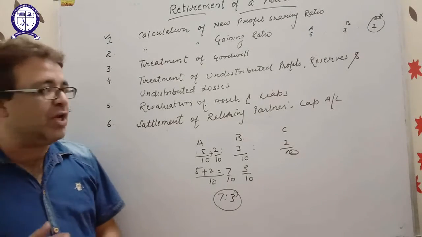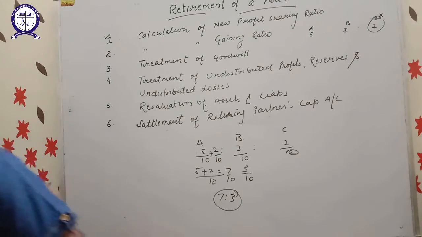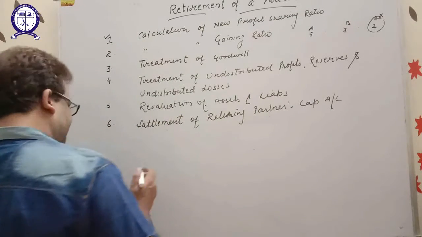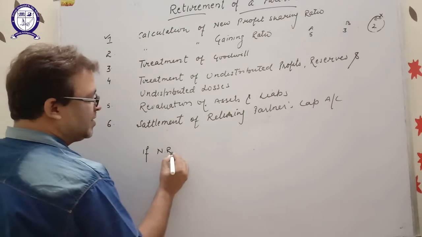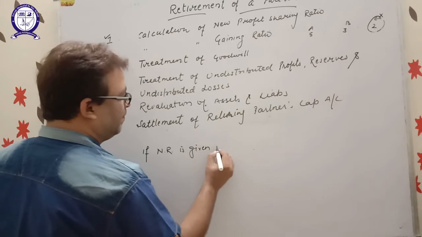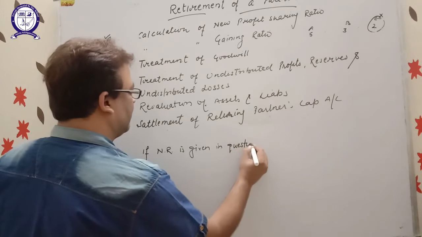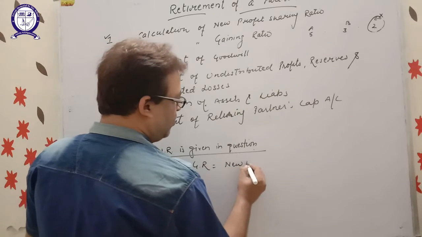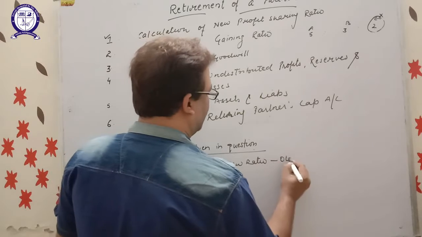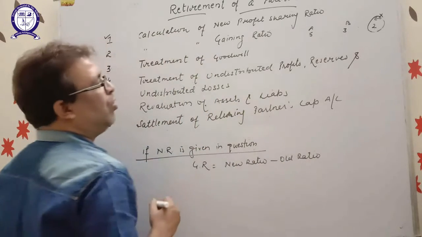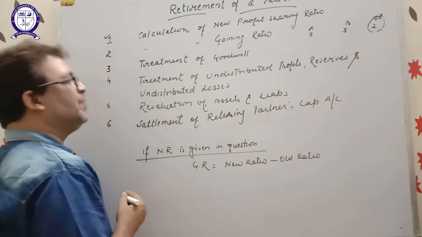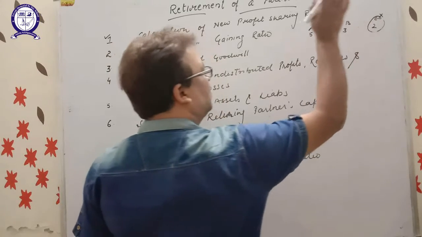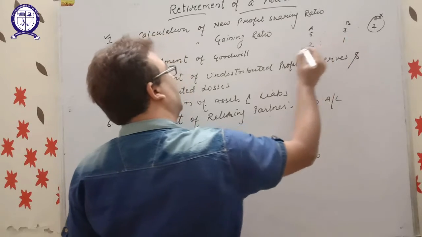Last point: if the new ratio is given in the question, then how to calculate gaining ratio? If the new ratio is given in the question, the formula of gaining ratio is new ratio minus old ratio, new minus old. For example, suppose there are three partners A, B and C, ratio 5:3:2, and C retires from the firm. The new ratio is given as 2:1.